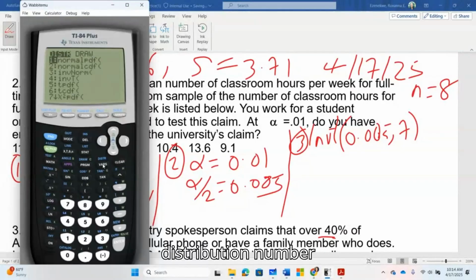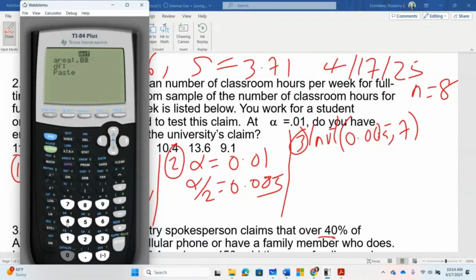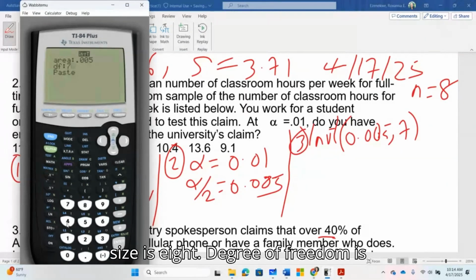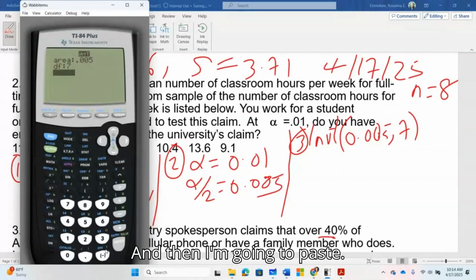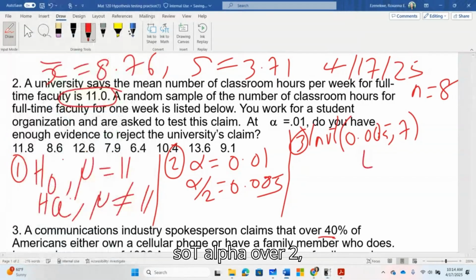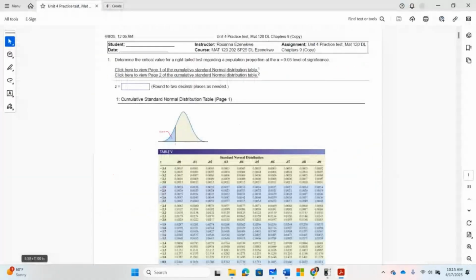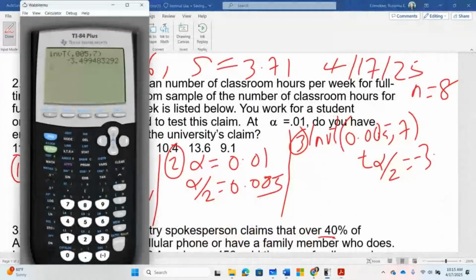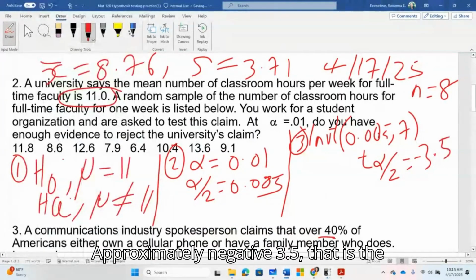So where do I see inverse t? Second, distribution, number 4, area to the left in decimal is 0.005, because it's two-tailed. Degree of freedom is 7 because sample size is 8. Degree of freedom is sample size minus 1. And then I'm going to paste. Okay, therefore, the critical value is negative 3.4. I can just say negative 3.5. So T alpha over 2, that's the critical value, is approximately negative 3.5.